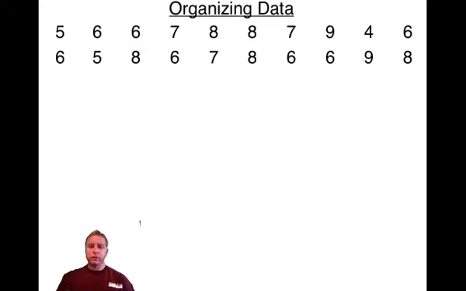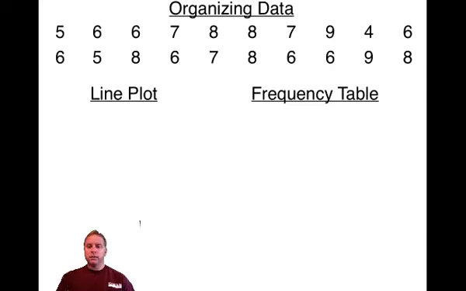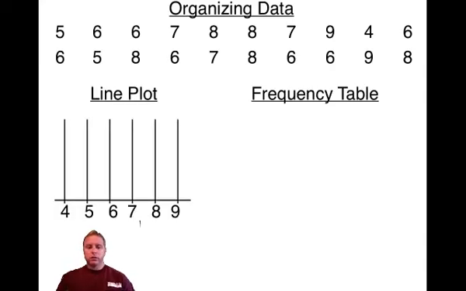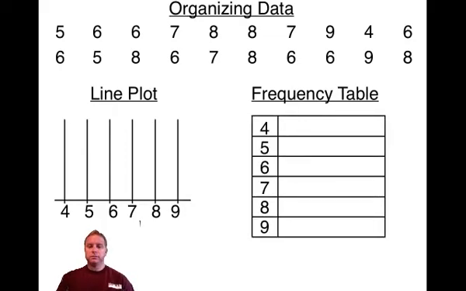So, first thing we need to do is organize the data. You have a group of numbers, you want to put it into something that's easy to understand. So if we start with the line plot, do a number line, basically showing the numbers that you see displayed there. And you can also do the same for a frequency table. What numbers do you see?